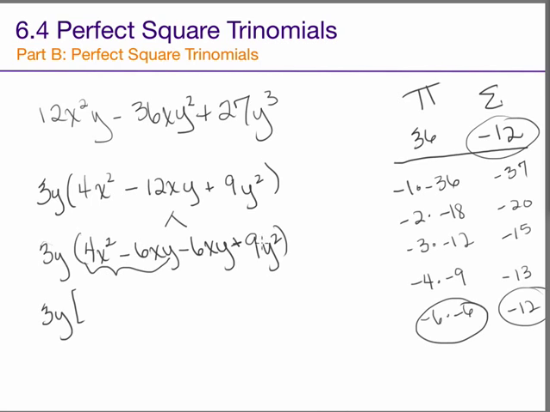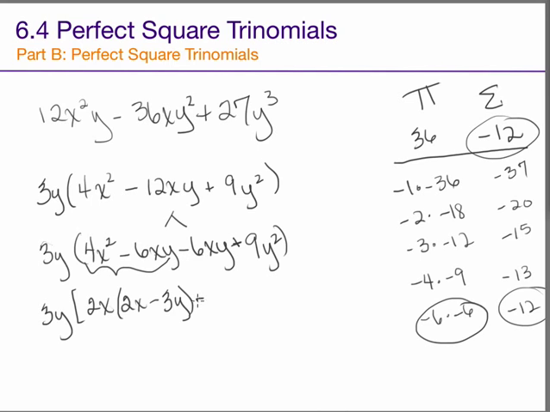Now I can look for the greatest common factor of the first two terms and the last two terms. What's common to 4x squared minus 6xy? There's a 2 in both 4 and 6, and there's an x in each of the terms. There's an extra copy of x here, but I can't undistribute a second copy of x because there's only one copy here. And there are no y's in this term, so I can't pull any y's out. 2x times 2x gives me 4x squared, and 2x times 3y gives me 6xy.